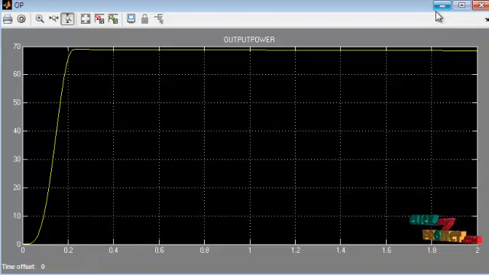So comparing the Perturb and Observe algorithm and the incremental conductance algorithm, the output power is increased and also the voltage is increased. So the incremental conductance process is better than the Perturb and Observe algorithm in all environmental conditions.